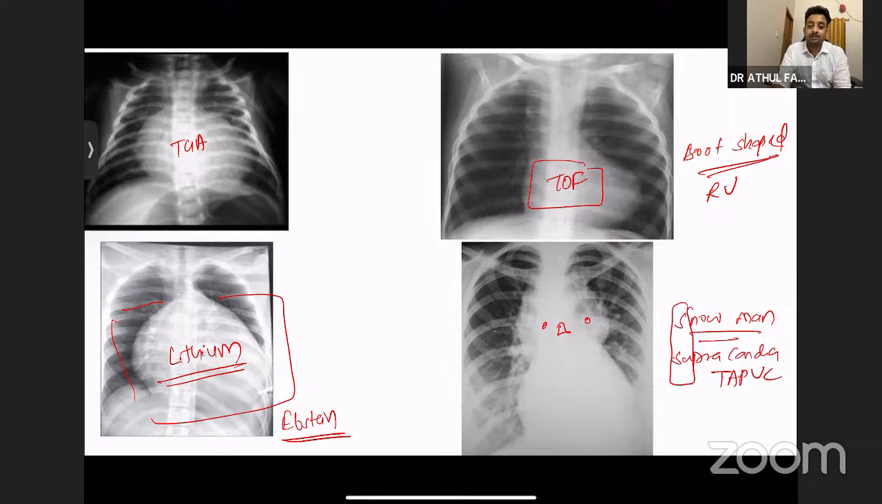So for all the classical images, you should be very thorough. This is how you should solve these questions. You should not waste any time. You should not get it wrong. You should be very thorough with these images before your INI-CET.